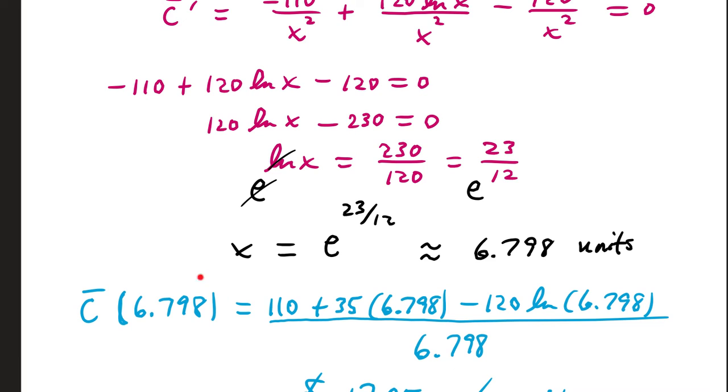So you take C bar of 6.798, carefully plug that number in for all the x's. What I recommend is calculate your numerator, get that value, and then just divide that single value by 6.798. For this problem, our average cost is $17.35 per unit.